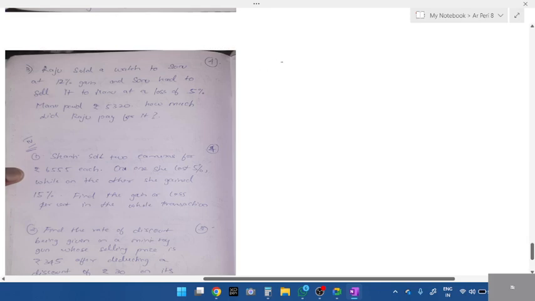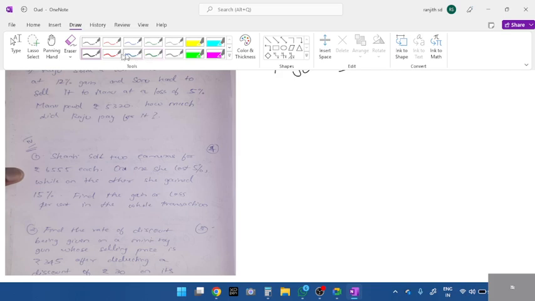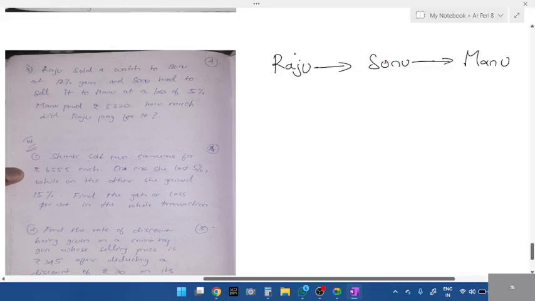Three people are involved. Who are those three people? Raju, Sonu, not Monu, Sonu and Manu. Raju sold it to whom? Raju sold it to Sonu. For how much profit, students? 12% gain. I'll put it as plus 12. Plus stands for gain. Sonu sold it for how much?